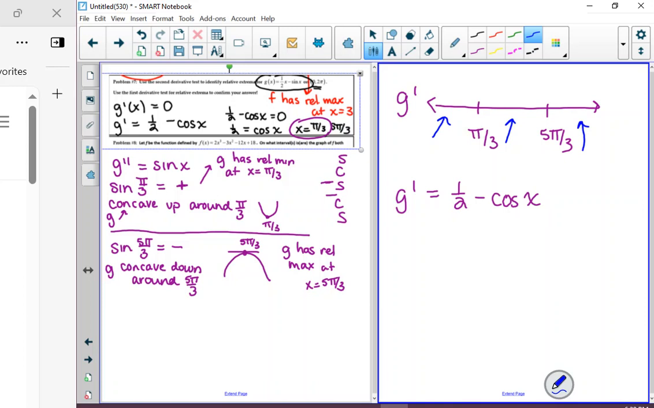And what I should be seeing, and this is definitely a little harder because the numbers are a little harder, but this is the behavior you see, to verify that you have the minimum at pi over 3 and a maximum at 5 pi over 3.